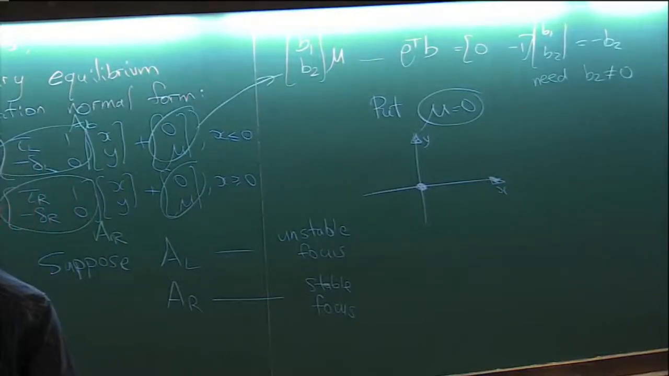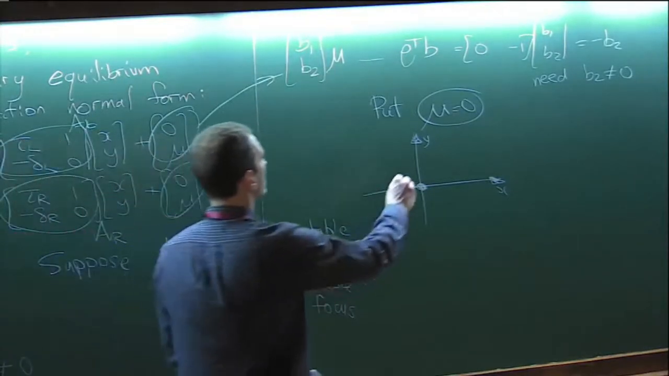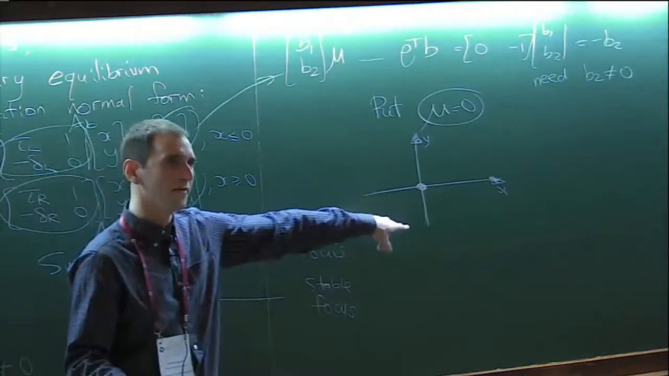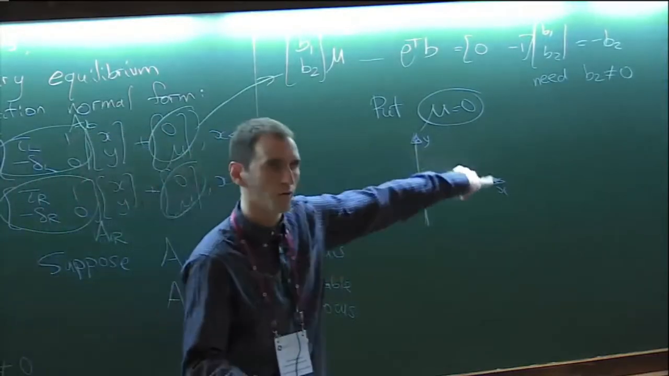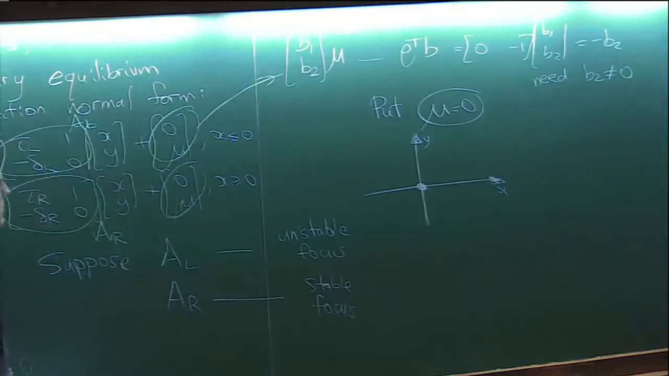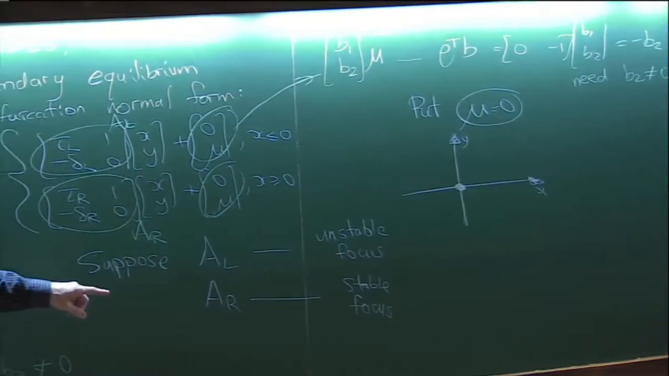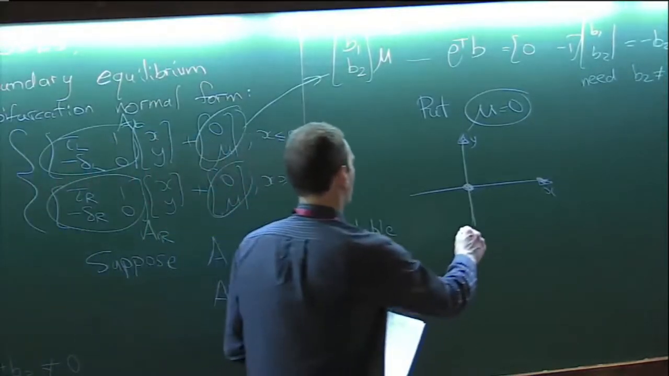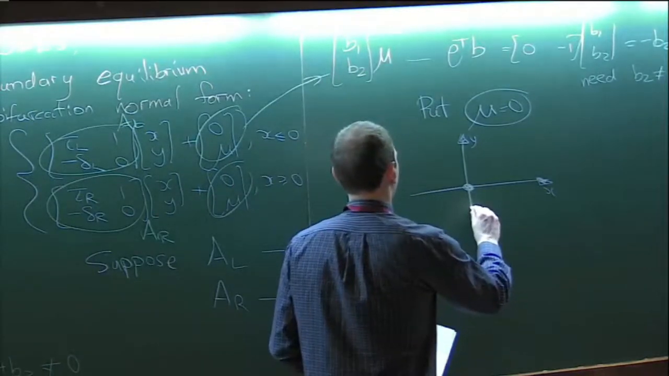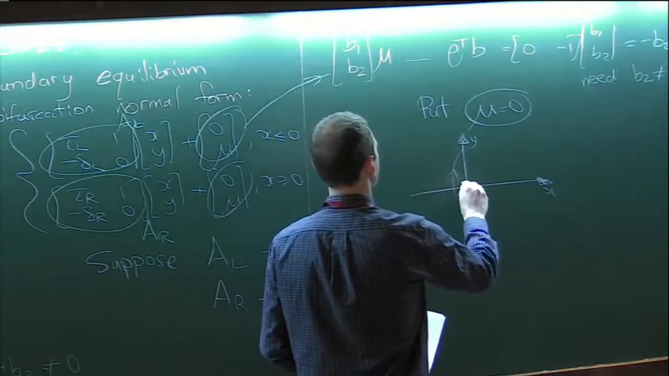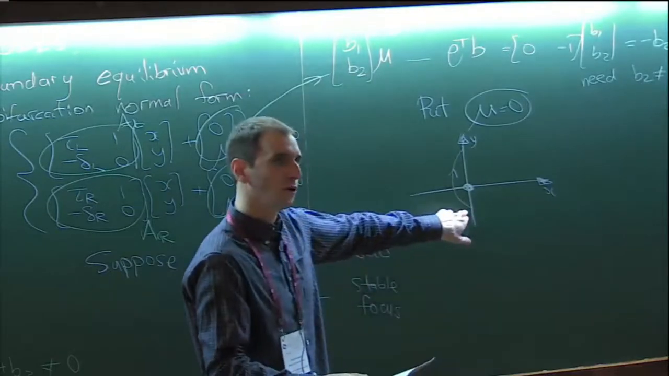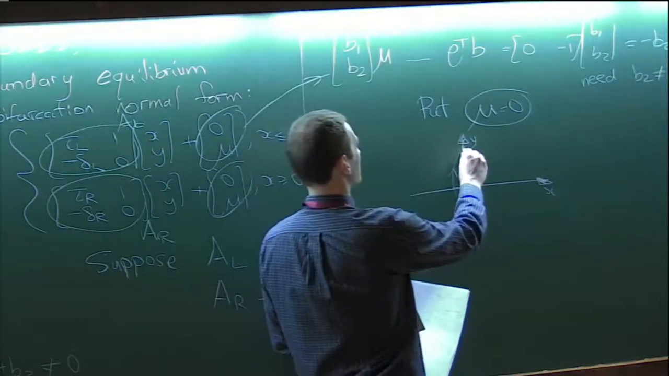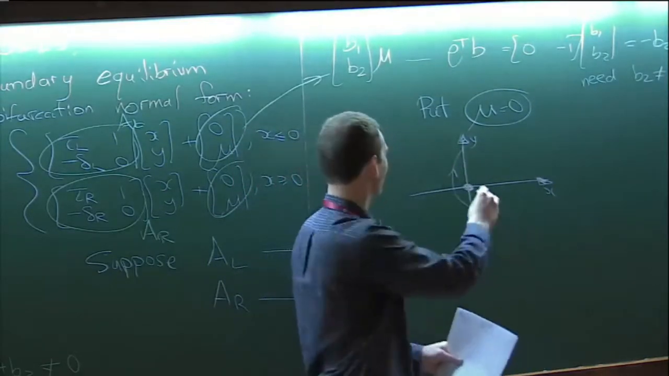And what do orbits do? Well, in the left, they spiral outwards, and in the right, they spiral inwards. And they spiral clockwise because we've got a plus one here. So here's a typical orbit in the left. It's spiraling outwards until it reaches the switching manifold, and then it's in the right and it starts to spiral inwards.